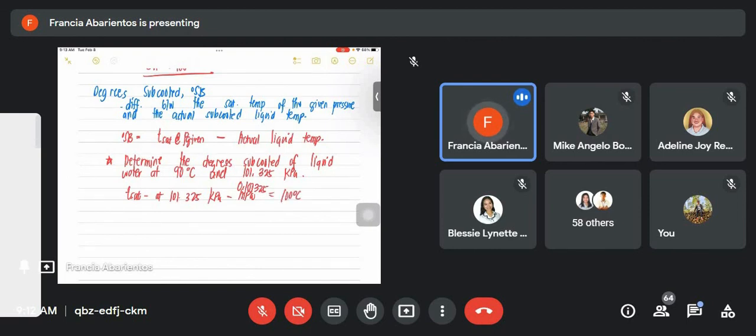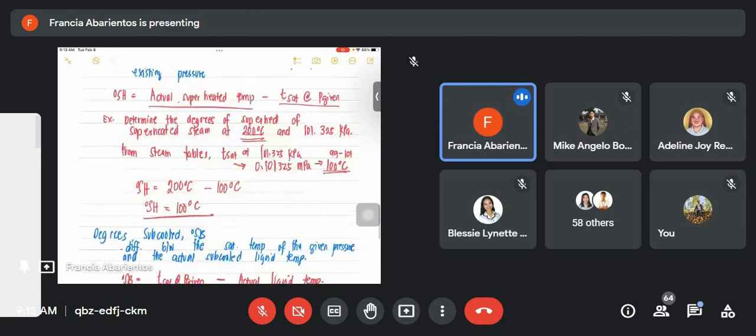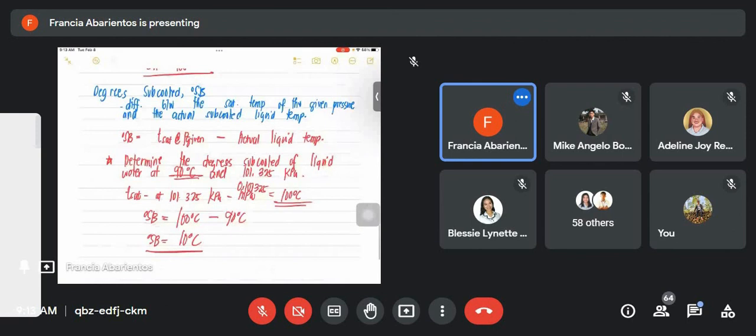So, finding the degree of subcooling, Tsat is 100 degrees Celsius minus the actual temperature. What is given to us? 90 degrees Celsius. So, we now have 10 degrees Celsius. It's easy, class. You just need to find the difference, in finding the degree of superheat as well as the degrees of subcooling.